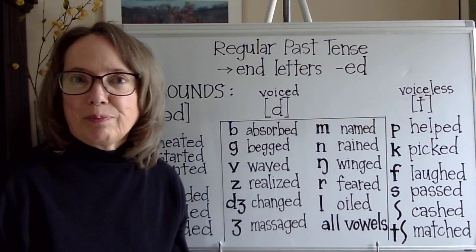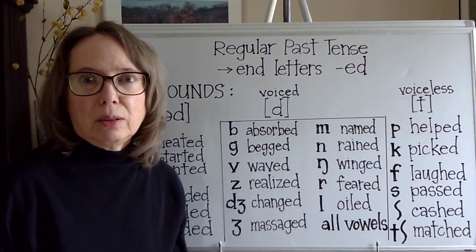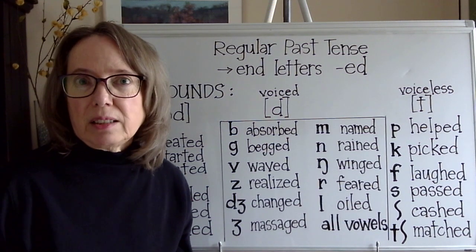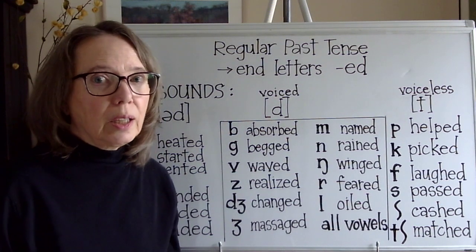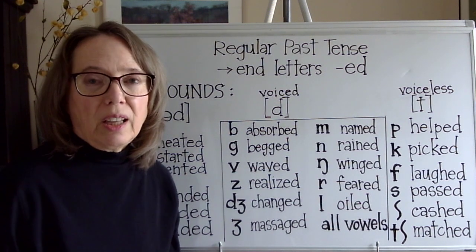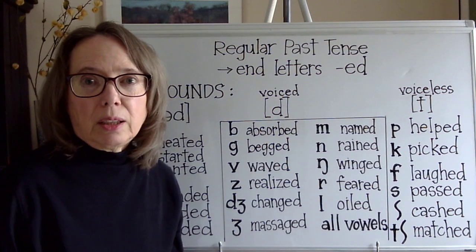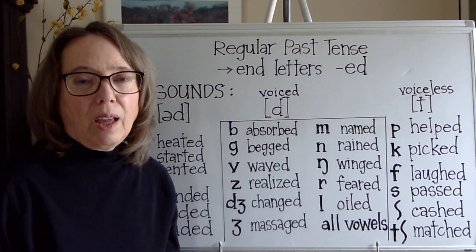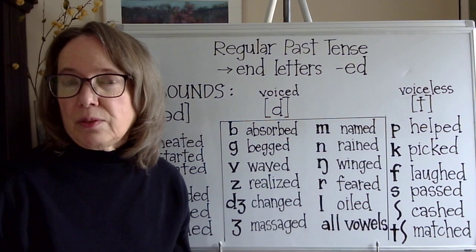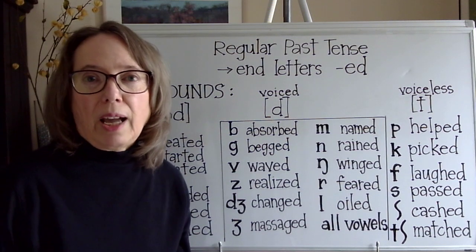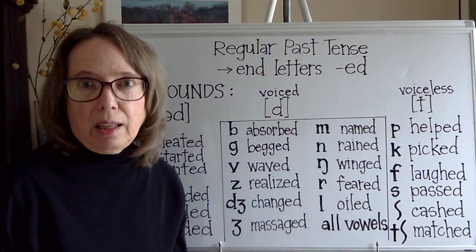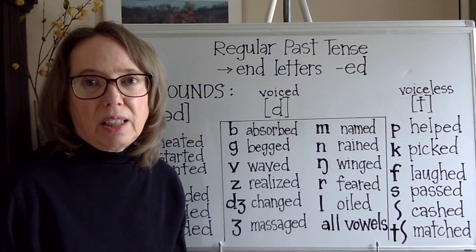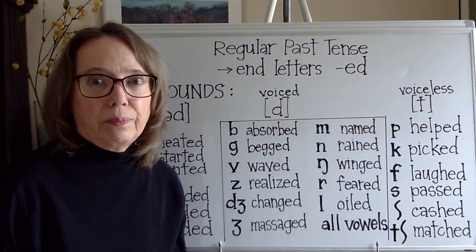Hi viewers, we're going to talk about the regular past tense, not the irregular past tense, which has about 160 verbs that are irregular and do not follow the regular verb rule. Every past tense verb that is regular will have ed at the end. But that doesn't mean that the pronunciation is all the same.